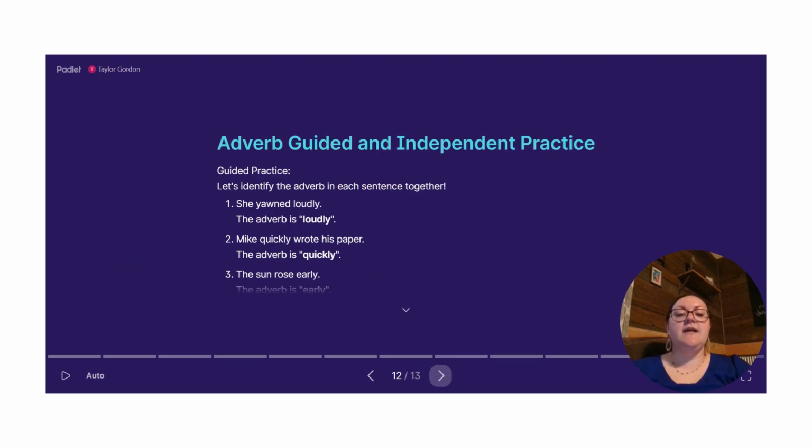Let's do some practice together. Number 1, she yawned loudly. Our adverb in this sentence is loudly. How did she yawn? She yawned loudly. Number 2, Mike quickly wrote his paper. Our adverb is quickly. How did he write his paper? Quickly. And number 3, the sun rose early. Our adverb is early. When did the sun rise? Early.